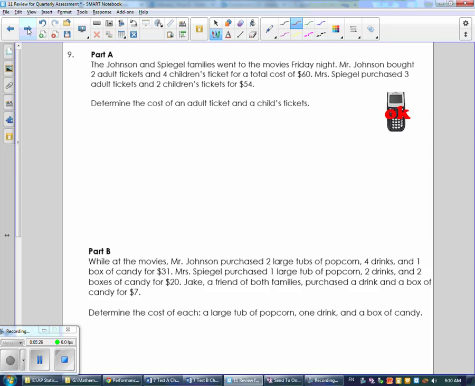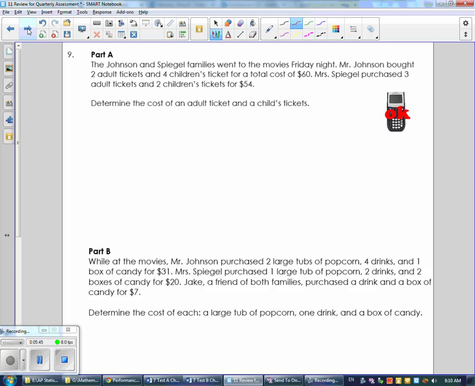Number 9, part A says the Johnson and Spiegel families went to the movies Friday night. Mr. Johnson bought 2 adult tickets and 4 children's tickets for a total cost of $60. Mrs. Spiegel purchased 3 adult tickets and 2 children's tickets for $54. Determine the cost of an adult and a children's ticket.